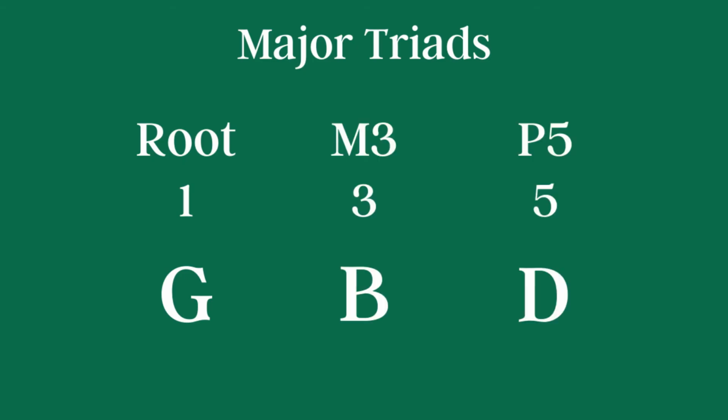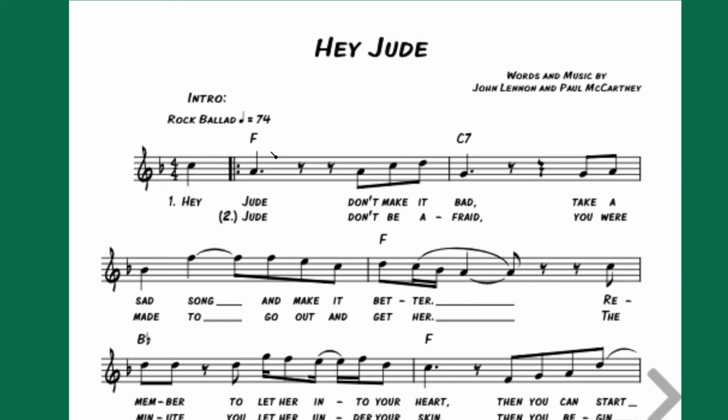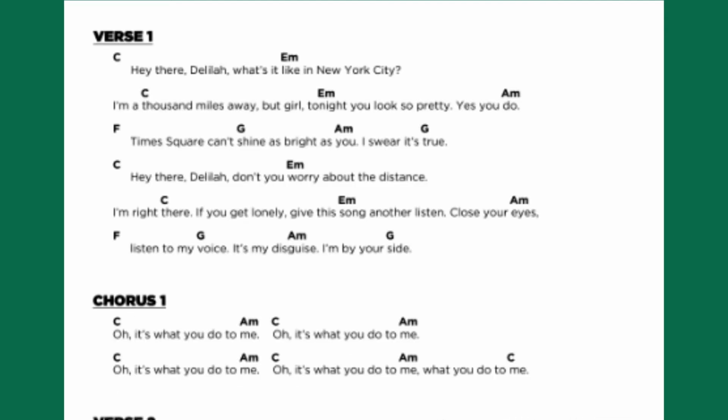Let's do that again, starting on G. Our root is G, then our major third is B, and our perfect fifth is D. My major triad is made up of G, B, and D. Major chords on chord charts and sheet music are often designated by just one capital letter. So, for example, if you see a capital C on a chord chart, you're expected to play C major.